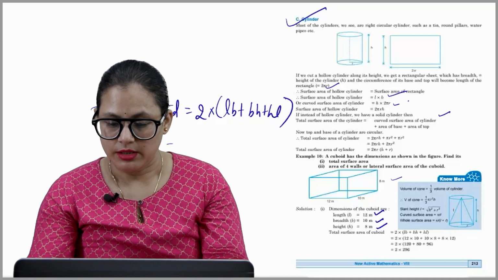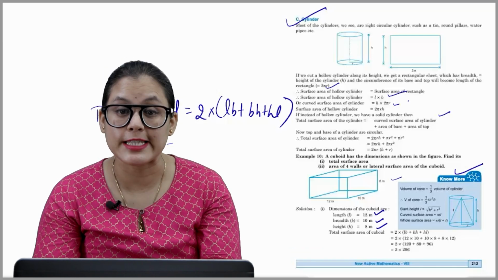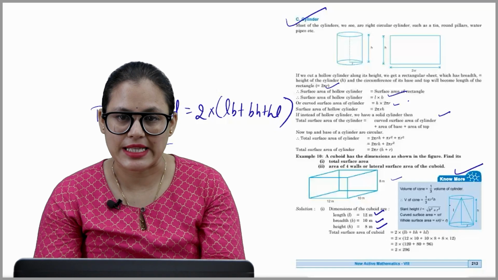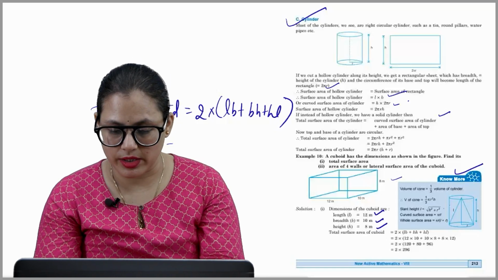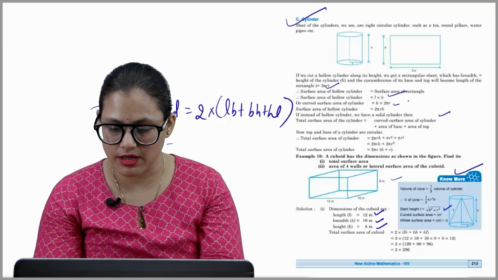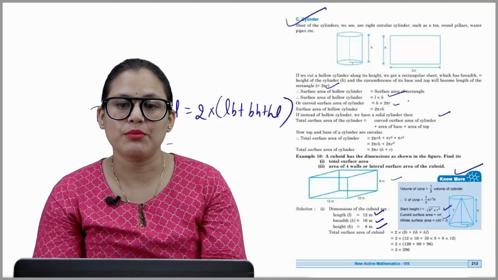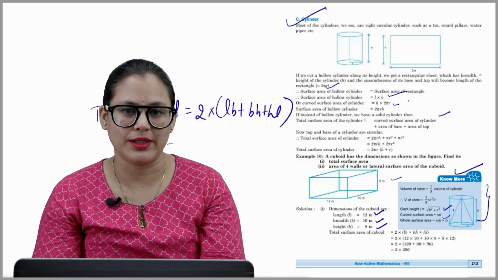But before that, the volume of a cone is 1 by 3 the volume of a cylinder, that is 1 by 3 pi r square h. And the slant height L is under root h square plus r square. The curved surface area is equal to pi r L and the whole surface area is pi r, then in brackets L plus r. So here we are talking about the cone only.